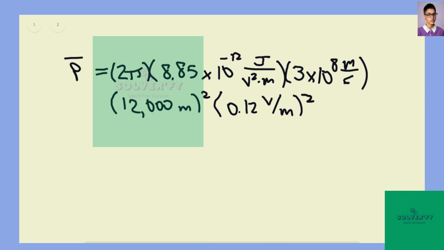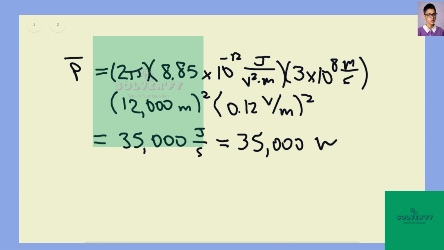So if we plug all of this into our calculator and round to 2 sig figs, we find a result of 35,000 joules per second, which is equal to 35,000 watts, or simply 35 kilowatts. And that is your answer.